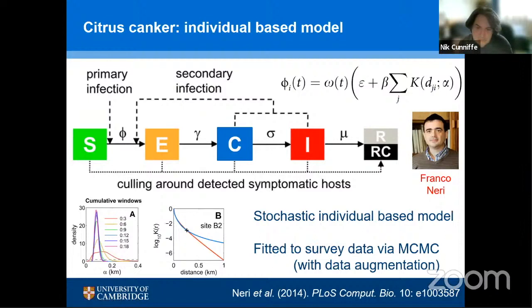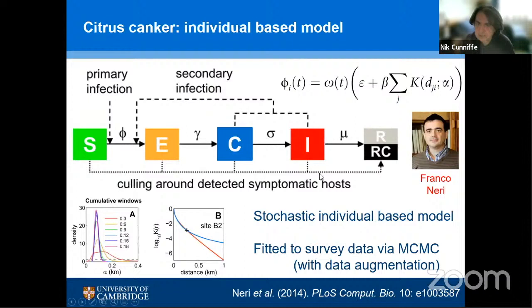And then eventually citrus canker would kill a tree, but not at a massively larger rate than natural death, in fact, for citrus canker. But there's a removed compartment which corresponds to dead hosts. Because of the control that's in the model as well, hosts in any compartment can enter the R class, and you might call them RC.